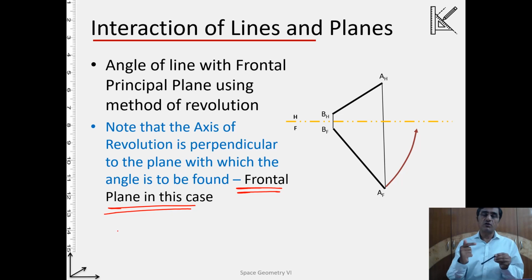Like we had done for the horizontal case, we'll repeat the same method over here. Again, by keeping the end B of the line fixed, I am rotating A in such a way. Let's say this end is B, this end is A. Now I am rotating the line so that the axis of rotation is perpendicular to the frontal plane. By rotating the line in this manner, I am making the line parallel to the horizontal plane, so on the horizontal plane it will show the true length.